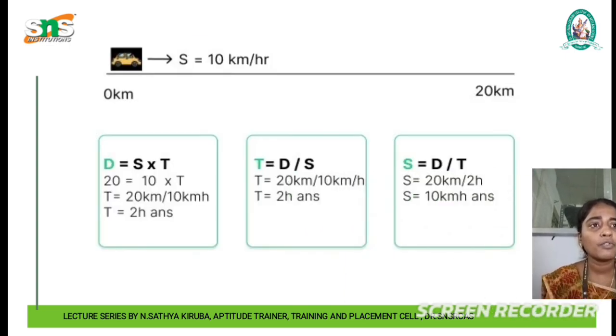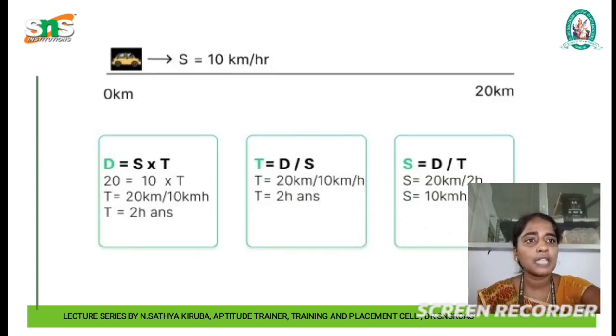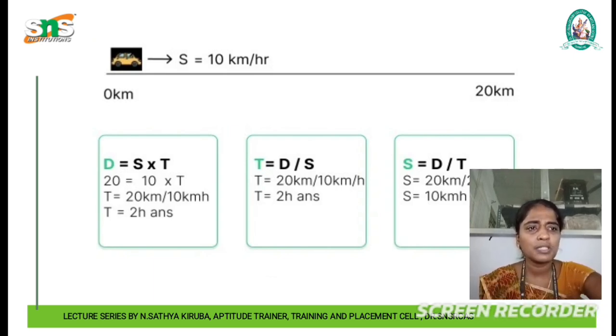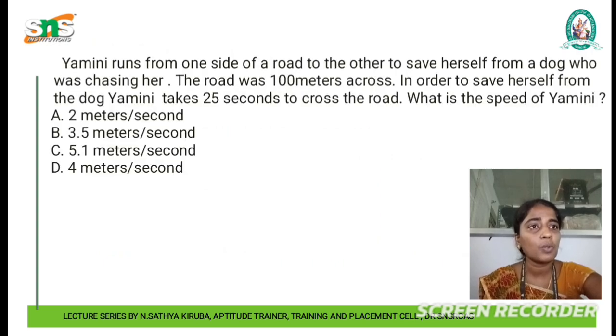Now for example, a car is starting at this point. So what will happen? We don't know the value of time. We are given the speed and the distance. We don't know how much time it took to travel. So what we will do? Time is equal to distance by speed. So 20 is the distance, 10 is the speed, so the answer is 2 hours. This is very simple when you understand the formula.